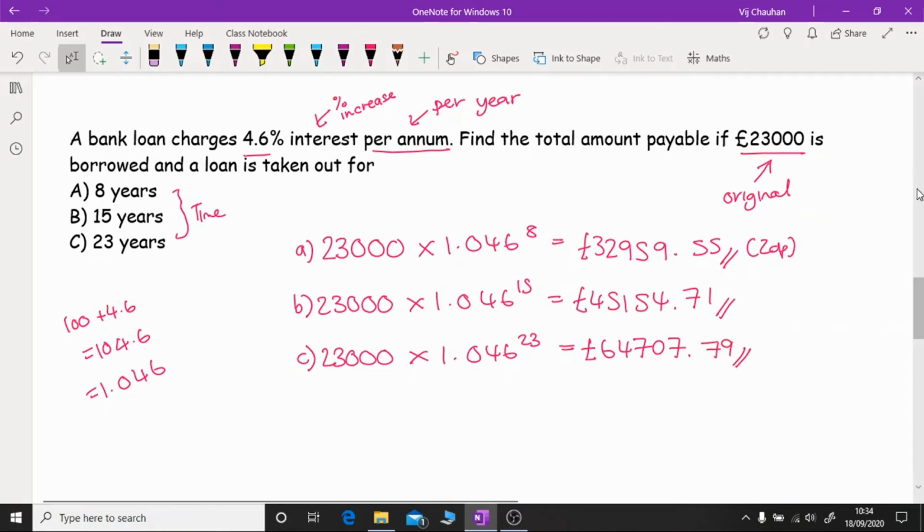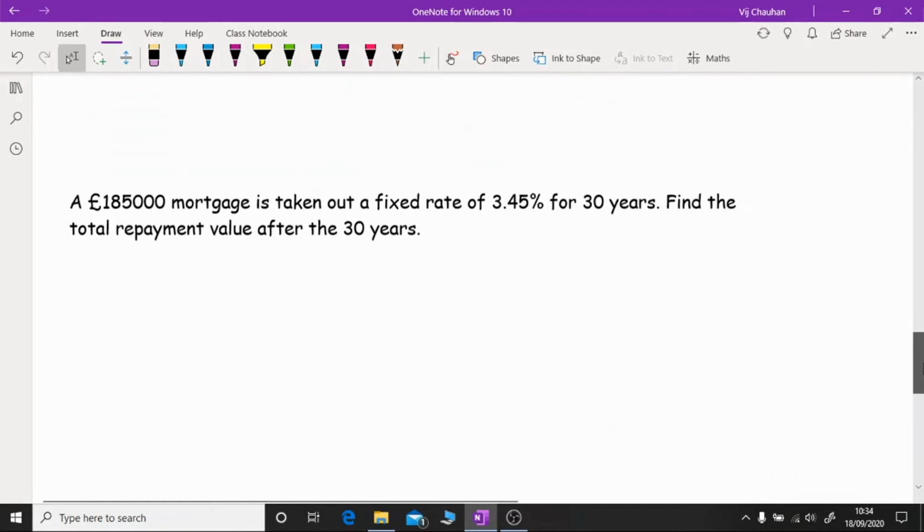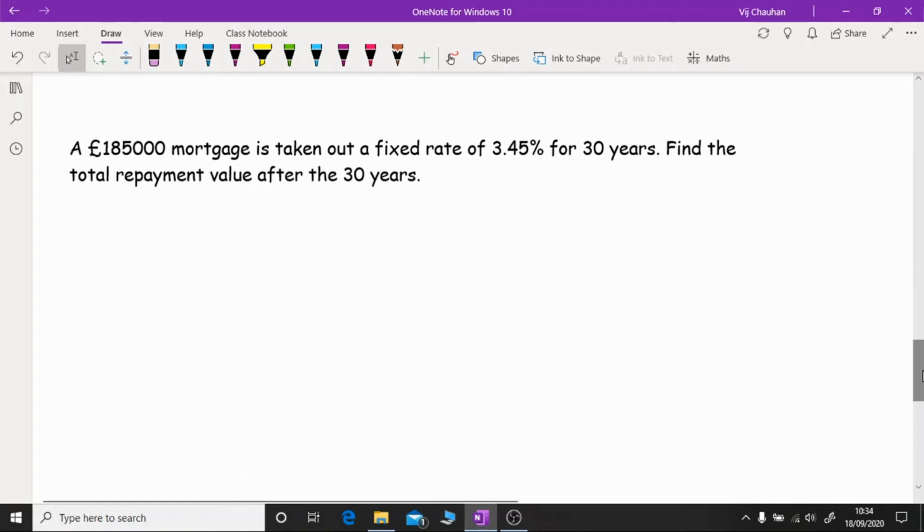So looking at our next example, here we're looking at a mortgage. An £185,000 mortgage is taken at a fixed rate of 3.45 over 30 years. Find the total repayments after 30 years. So for this, what we need to do is highlight the key bits of information. With a mortgage, you're looking at owing, so it's about having a bit of common sense with regards to these. So this is a percentage increase. It's not where your money is being taken off, not repaying anything. It's a case of the percentage increase. This here is our percentage, and this here is our time.